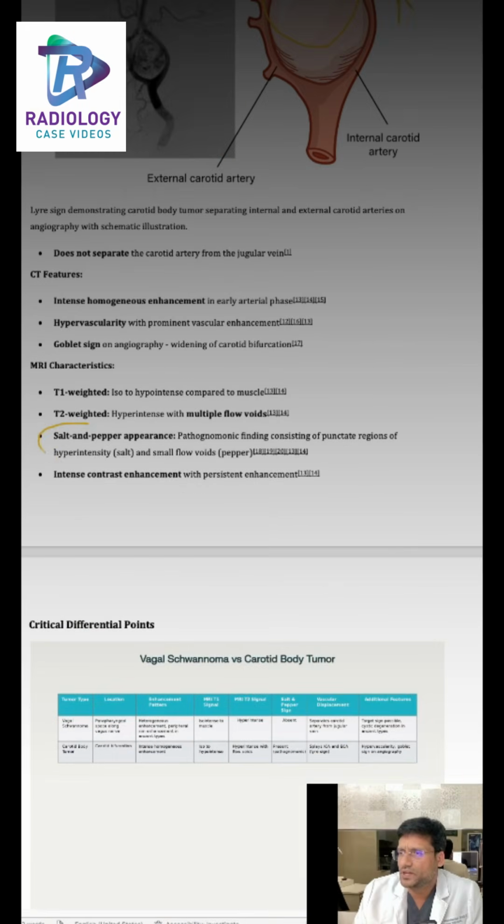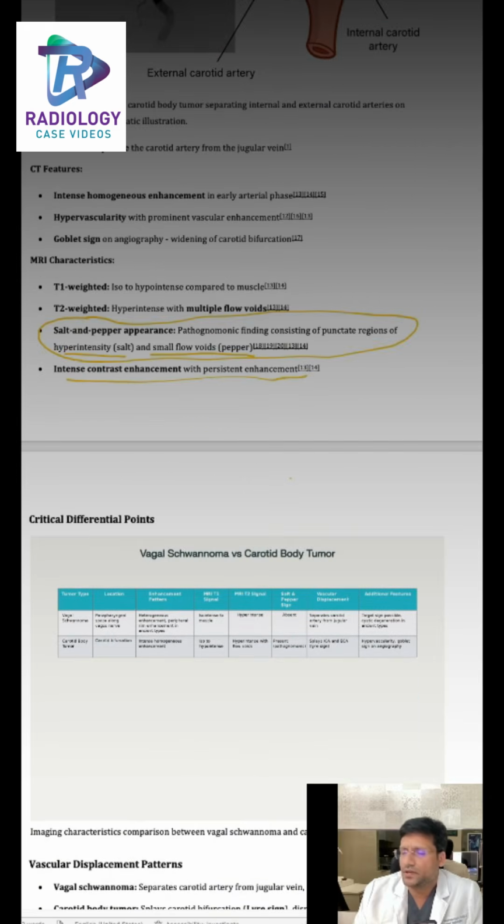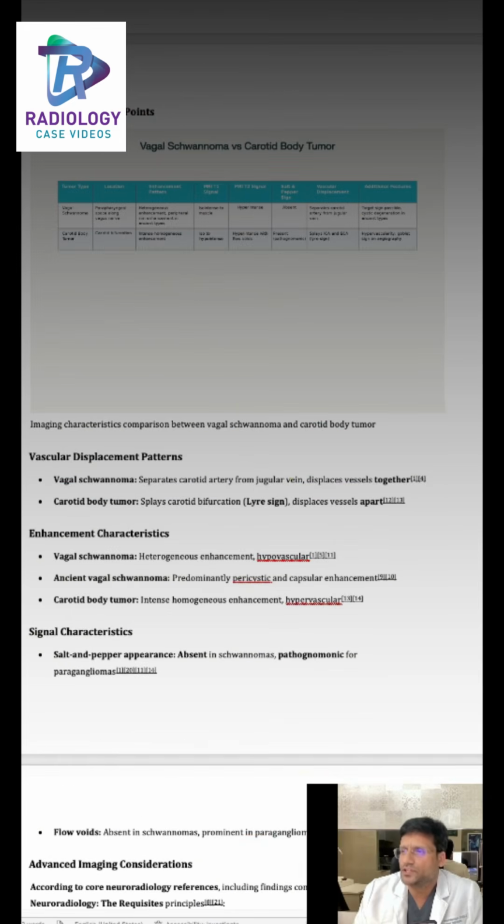And you'll see this typical salt and pepper appearance in a paraganglioma, not in schwannoma. These are pathognomonic findings, and the pepper is mainly the flow voids, and the hyperintensities are the salt appearance. There will be intense post contrast enhancement. It's a very important radiological teaching point: vagal schwannoma versus carotid body tumor, bifurcation and parapharyngeal space.